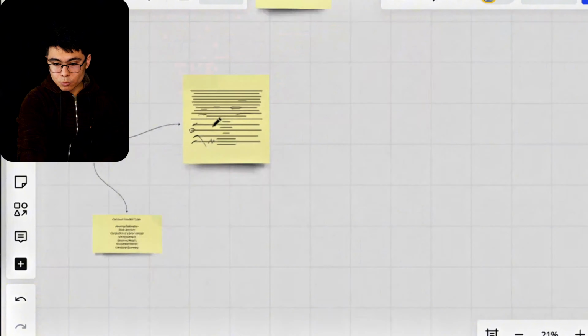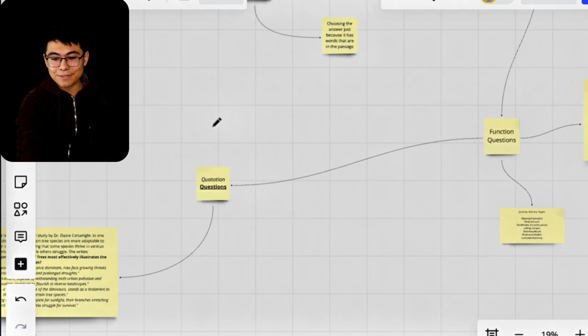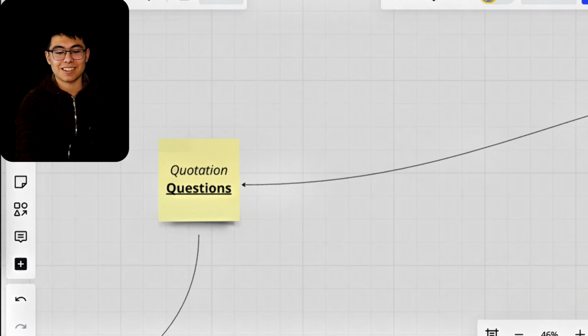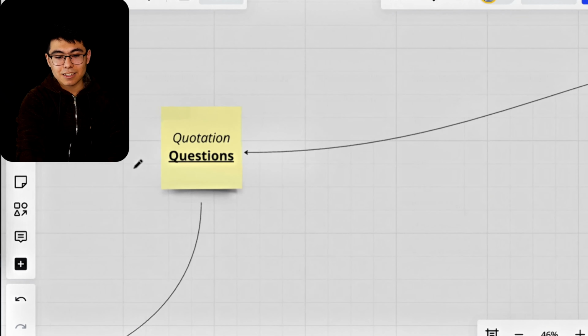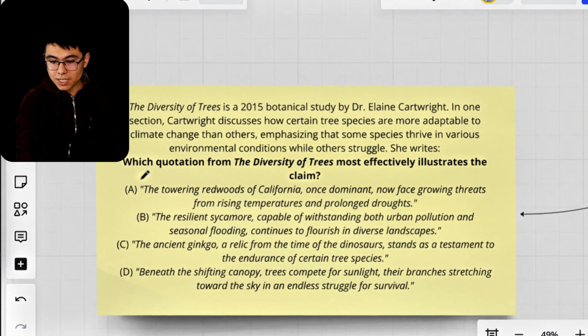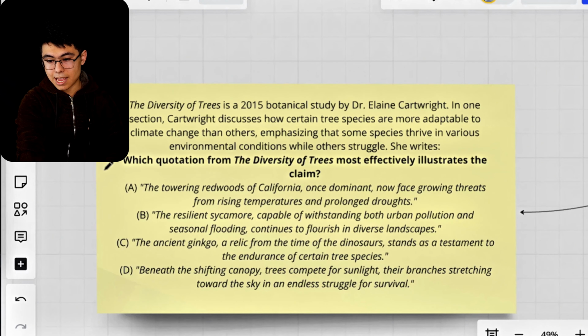Now let's move on to the next question type, which is quotation questions. Sometimes these questions are a little hard, and it's really important for us to practice on this question type as well. So here's the question that I've created, and it asks for the quotation which should illustrate the claim.